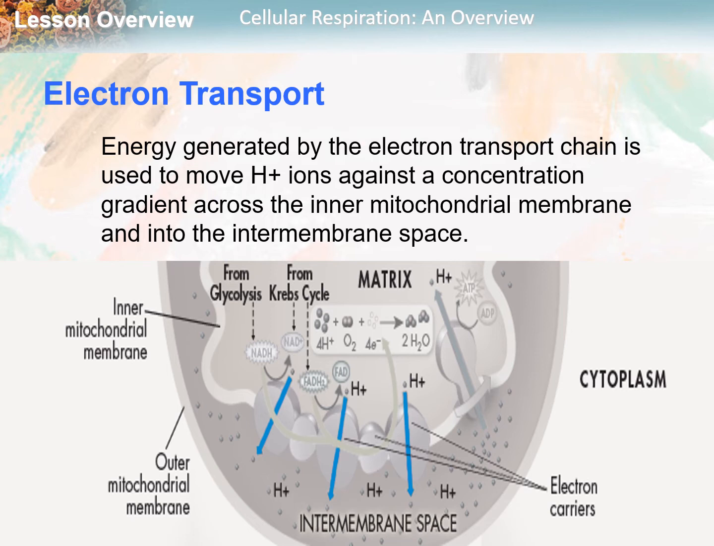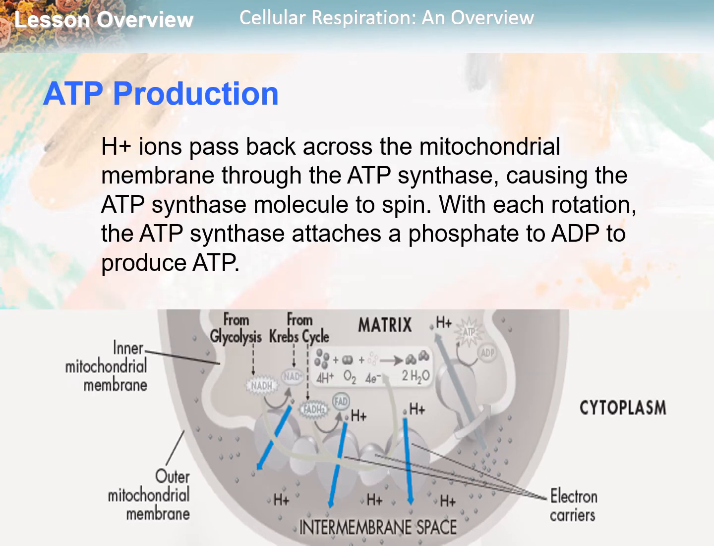Some of the energy generated is used to move hydrogen ions against, meaning from the lower concentration inside the mitochondria, into the intermembrane space, in which there is a greater concentration of hydrogen. So these hydrogen ions pass back across the mitochondrial membrane through the ATP synthase, causing the ATP synthase molecule to spin.